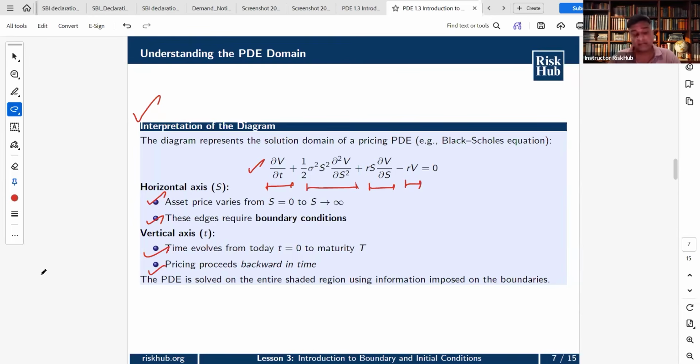So this is exactly why boundary and terminal conditions are not optional. Without them, the partial differential equation is mathematically incomplete. Okay, so please understand that.